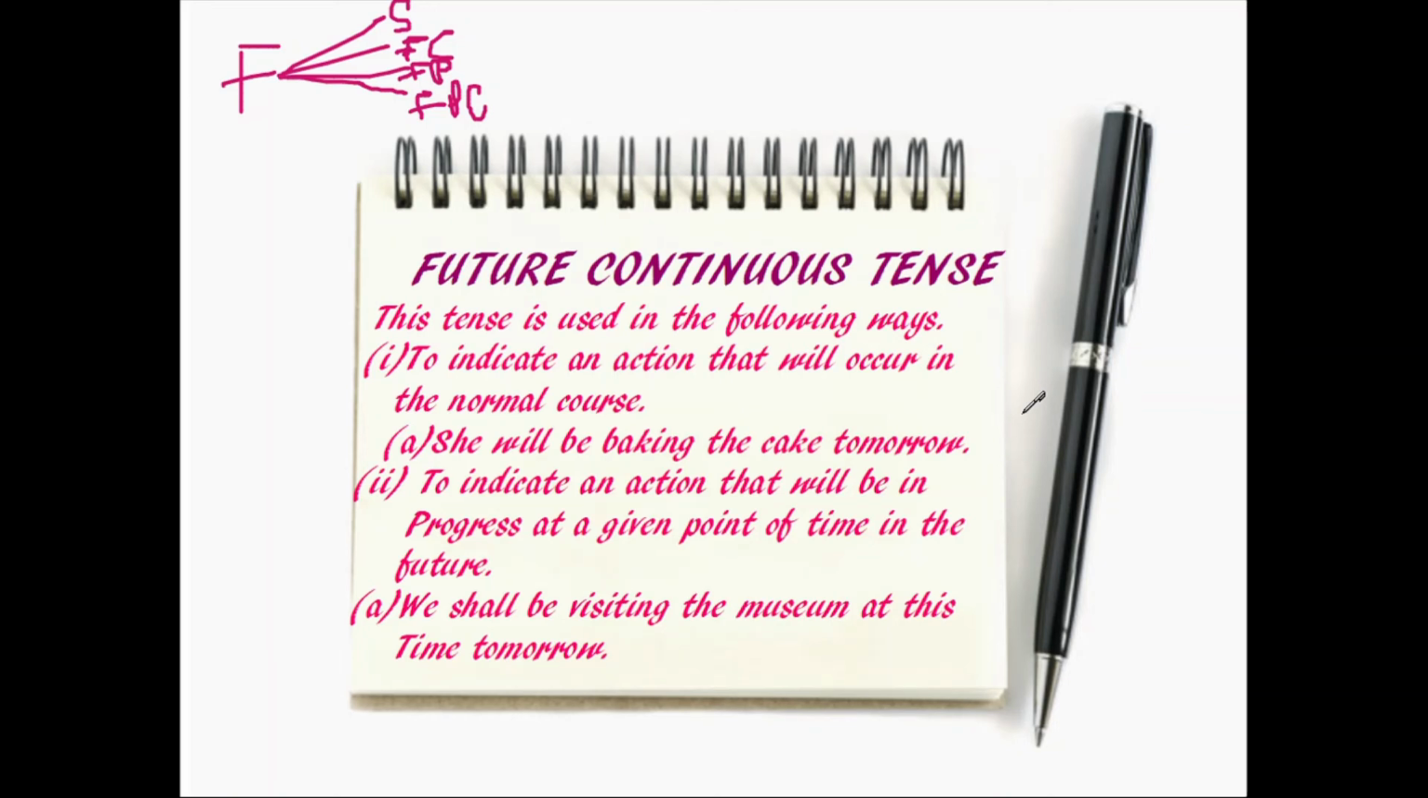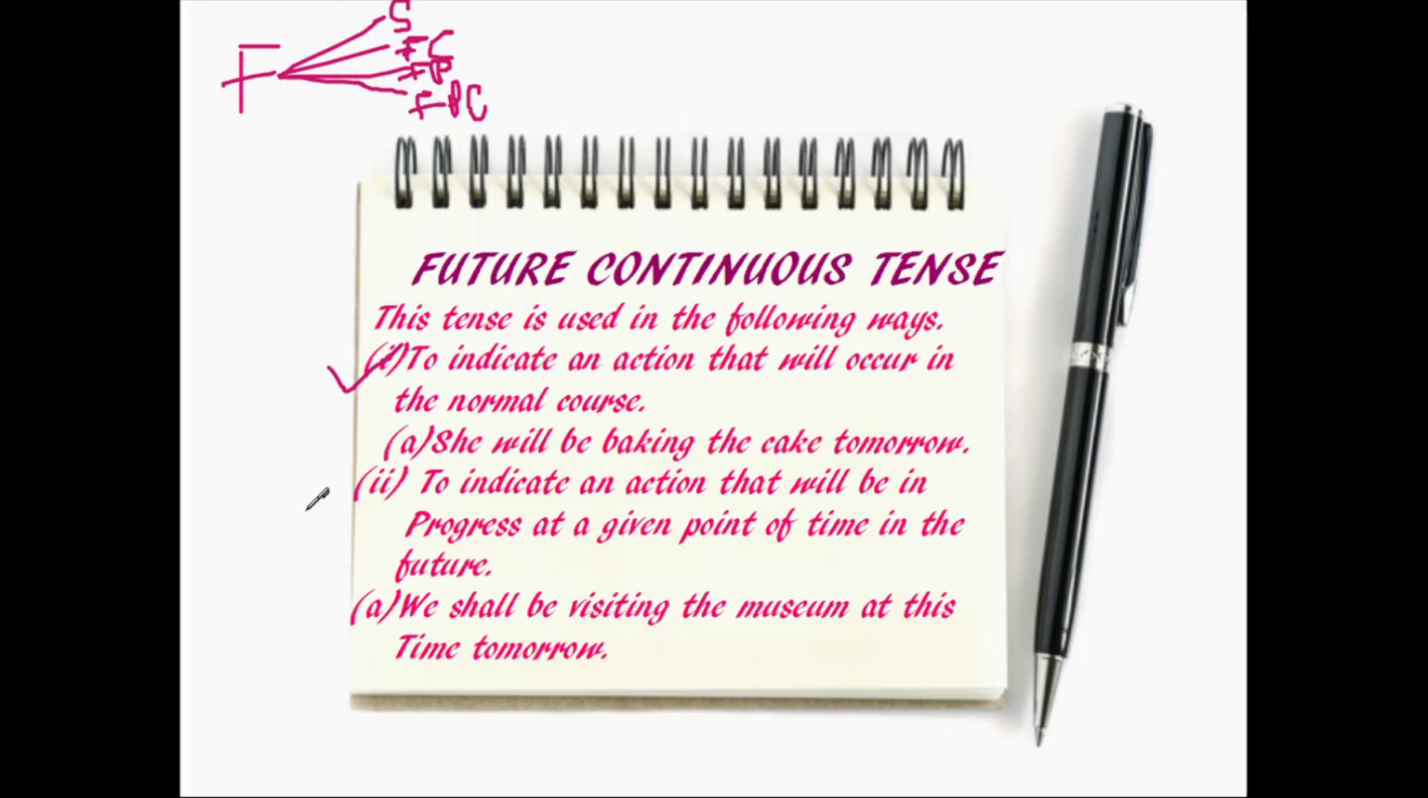First one is to indicate an action that will occur in normal course. For example, she will be baking the cake tomorrow. So it is happening in a normal course. So an action has been indicated. She will what? Will be baking the cake tomorrow.